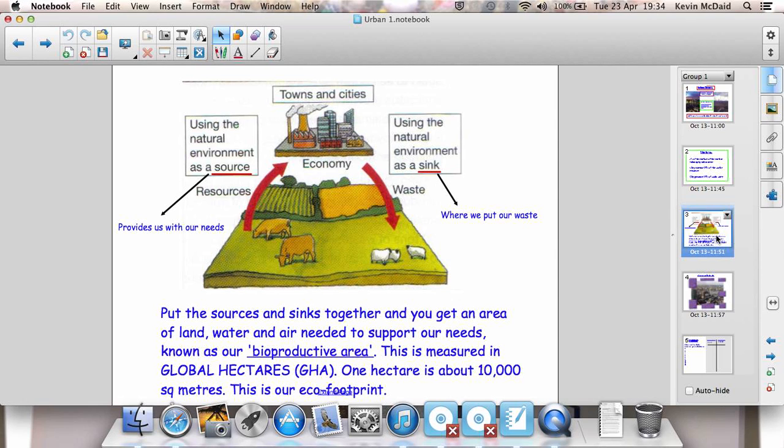And if we put the source and the sink together, as well as all the land and water and air that's needed to support a city, that's what's called a city's bioproductive area. And it's measured in hectares. About 10,000 square meters is 1 hectare. That's an eco footprint. Okay, cities and urban areas have an eco footprint, an area of land that they need to get their resources, but also to put their waste.